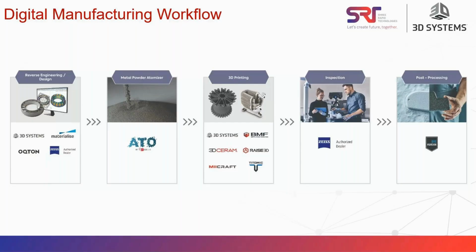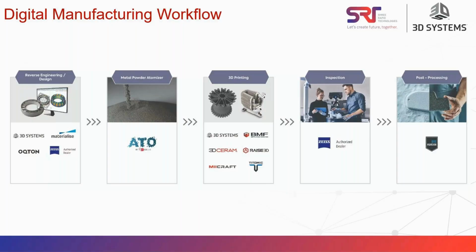For reverse engineering and design, we have partnerships with 3D Systems, Metallize, Optum, and Choice. To produce in-house metal powder, we have a partnership with ATO. For 3D printing, we partner with 3D Systems, one of the major, well-known OEMs globally, who is the father of 3D printing. And BMF, a micro SLA where you can print 25 to 50 micron features when you require very tiny components with very tight tolerance. So this is the solution.